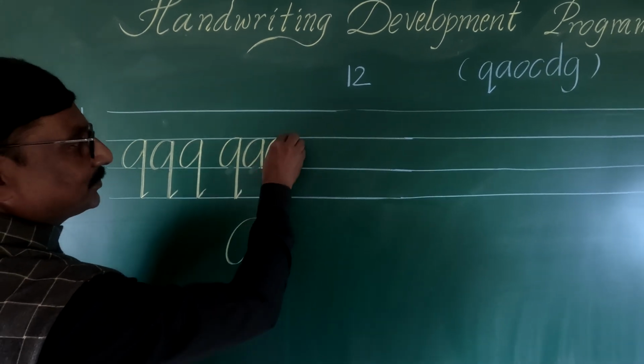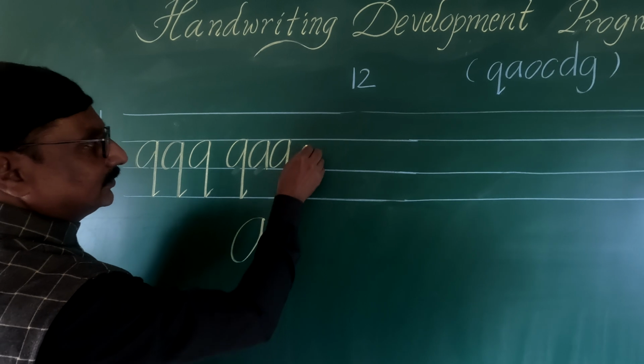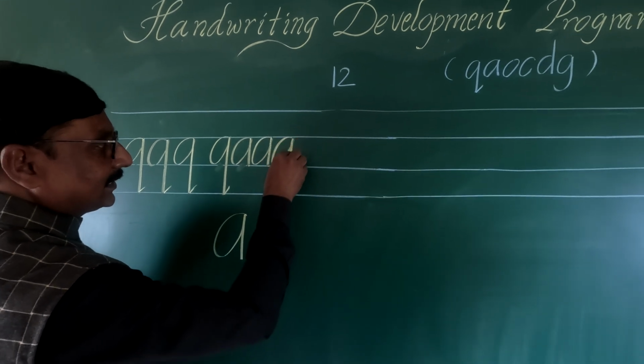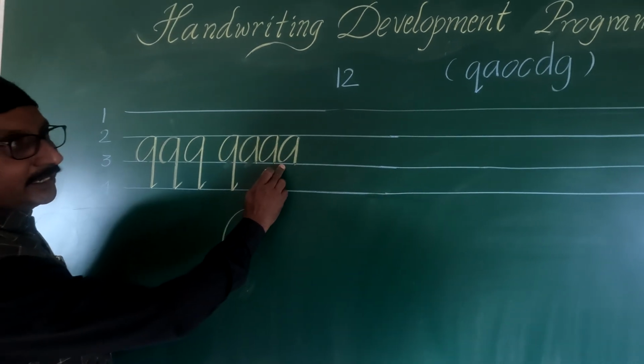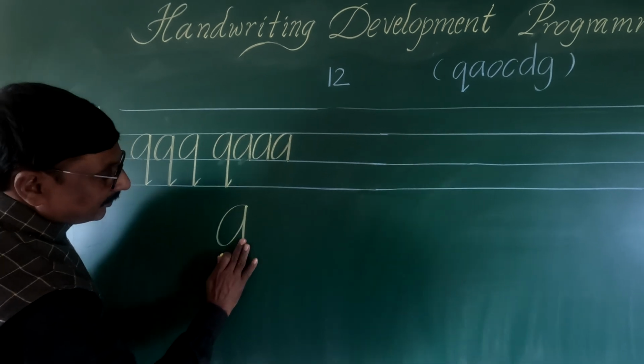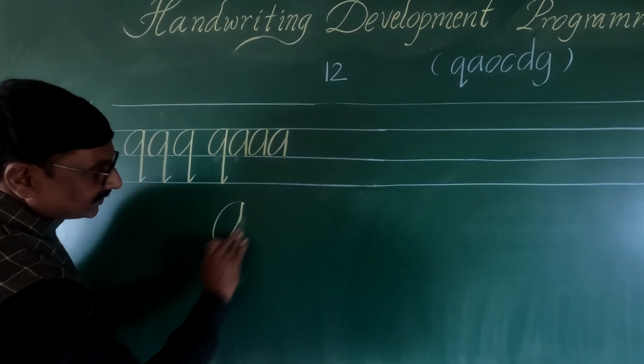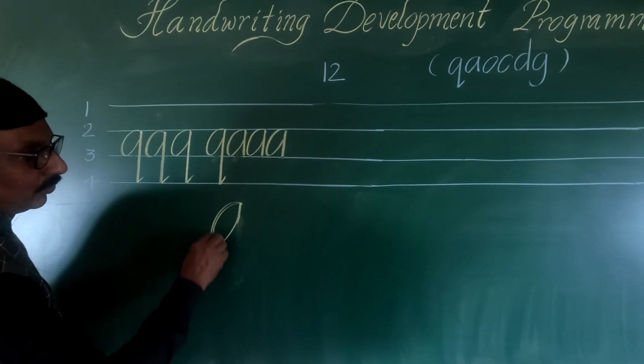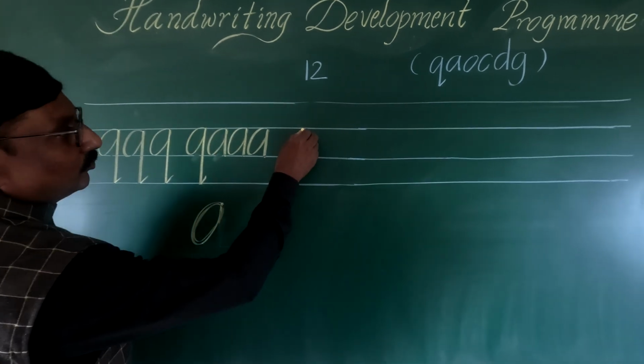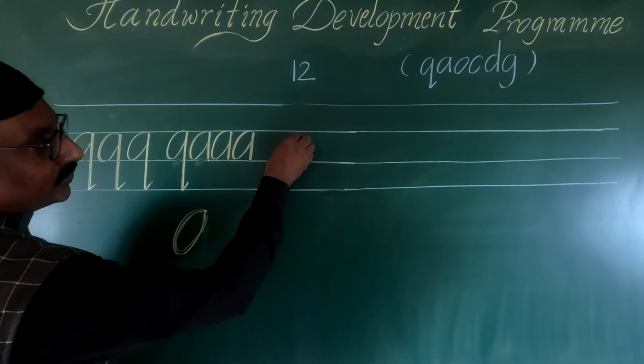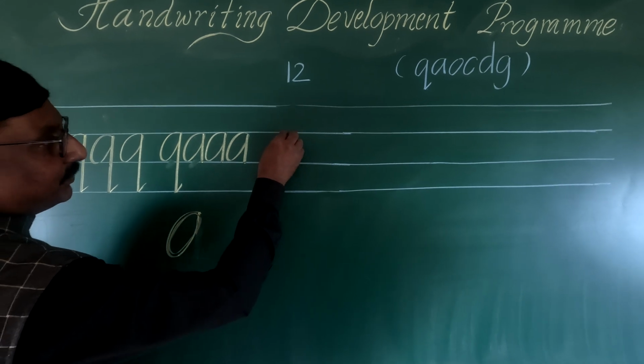Again I am writing oval shaped circle, straight line. It is small A. And I am rubbing here straight line, removing the straight line. What is the letter? O. O means you start here, downside of the straight line and come back like this.